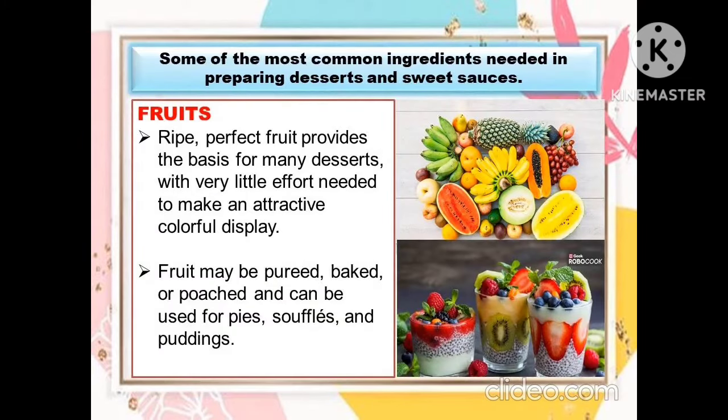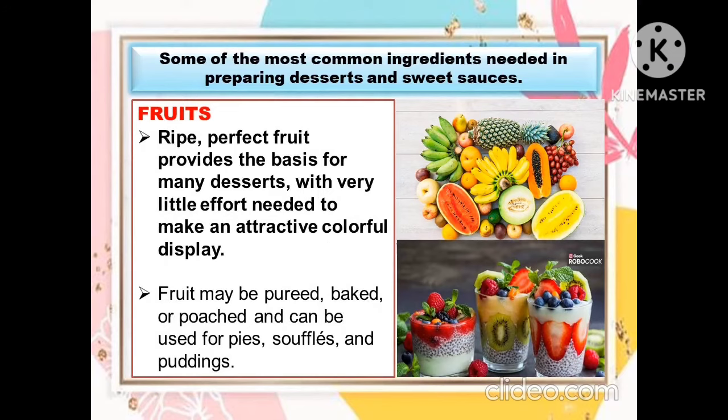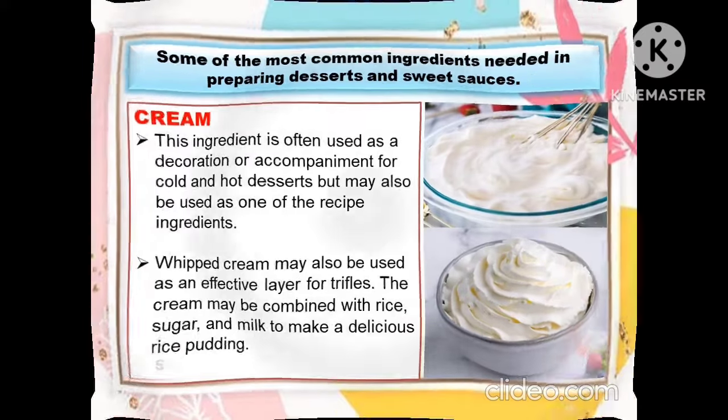Another common ingredient needed in preparing desserts and sweet sauces is fruit. Ripe, perfect fruit provides the basis for many desserts, with very little effort needed to make an attractive, colorful display. Fruit may be pureed, baked, or poached, and can be used for pies, souffles, and puddings.